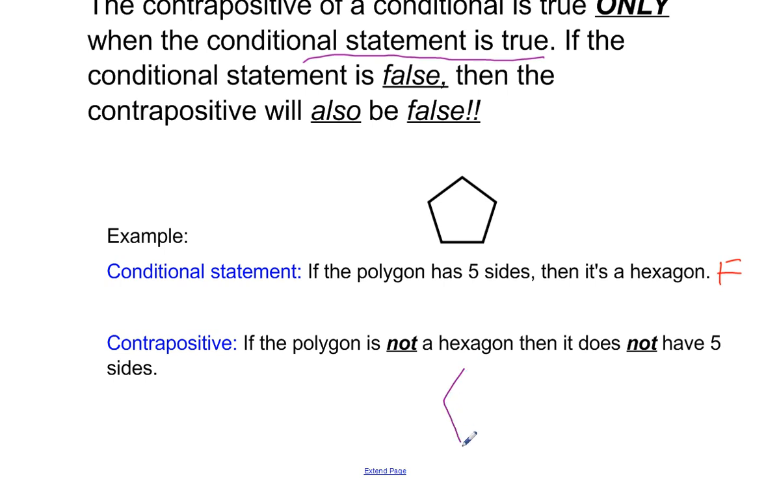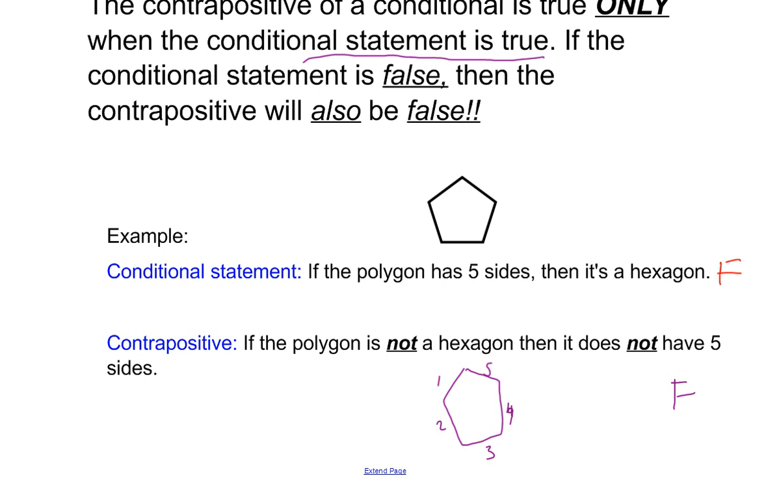1, 2, 3, 4, 5. There is my polygon that is not a hexagon. This says 1, 2, 3, 4, 5. That's supposed to be a 4. So here is a polygon that is not a hexagon. Does this not have 5 sides? No, it does have 5 sides. So because the conditional statement was false, so is the contrapositive false.